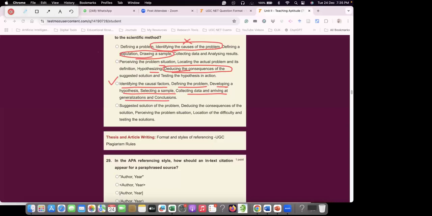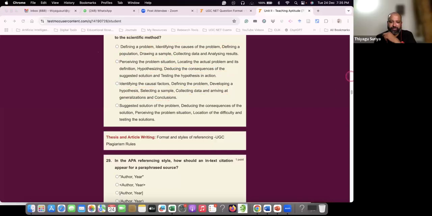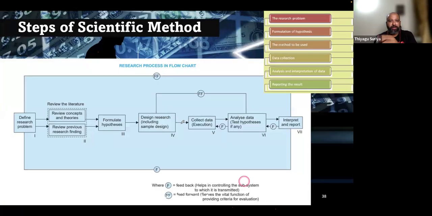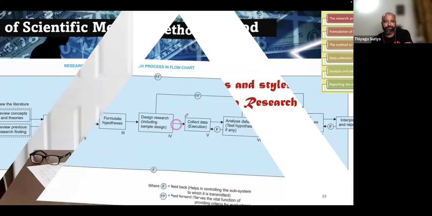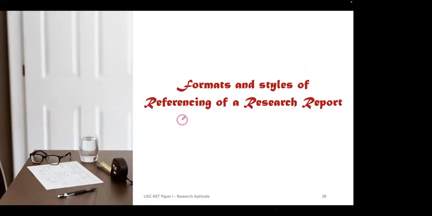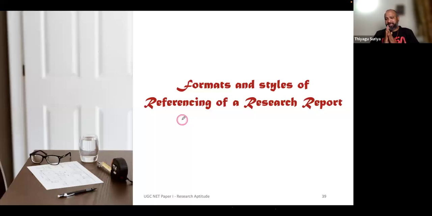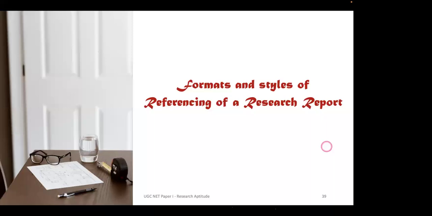Okay. Hope you don't have any doubts. Can we move to the next level of questions? This was about the steps of research. Next is very important. At least one question might come from this area in the first paper, and similarly in the second paper.